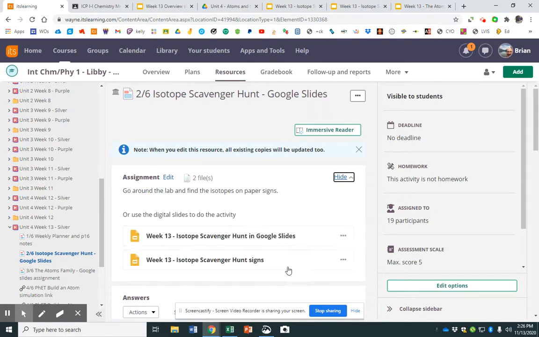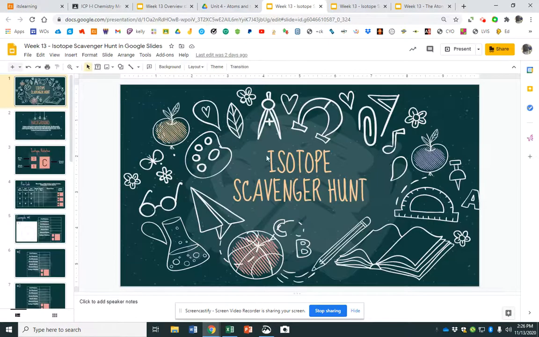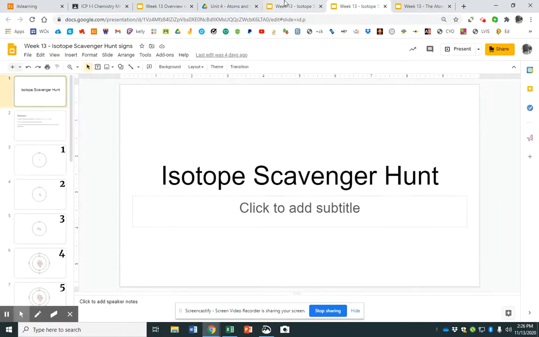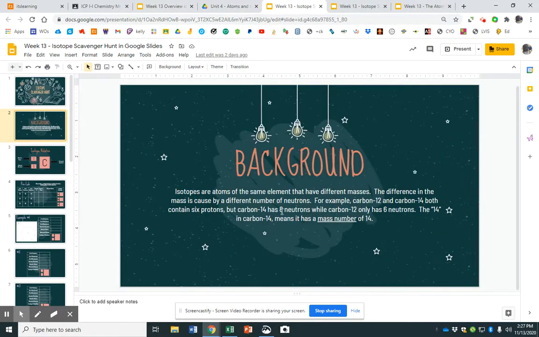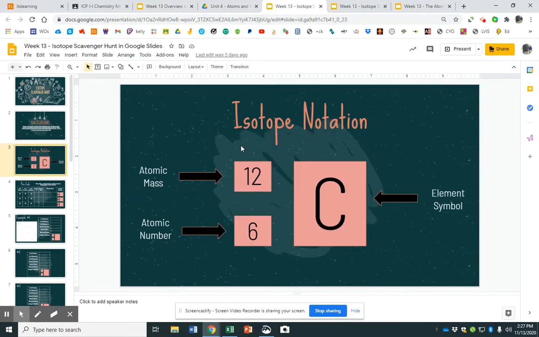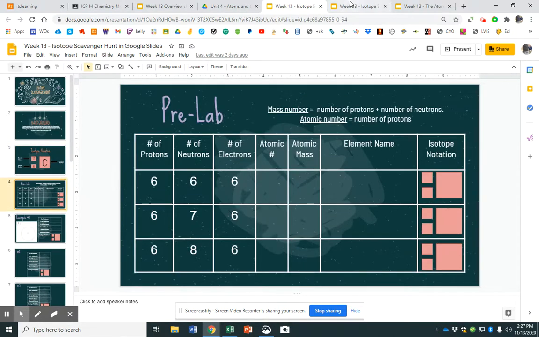When you look at this, there's the scavenger hunt and the signs. I've opened them both up here. This is the scavenger hunt, and these are the signs. When you click that and open it up, this is a scavenger hunt. It says you're going to find all this stuff. This is from the notes. The atomic mass goes on the upper left, the number on the bottom, and the symbol over here. We're going to go over this, and when we need the signs, I'll show you the signs.